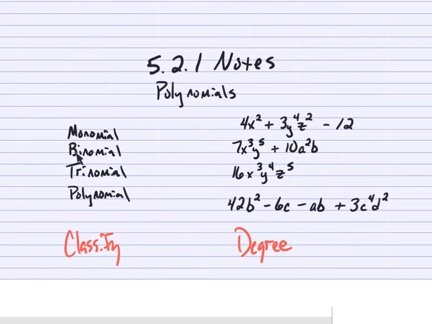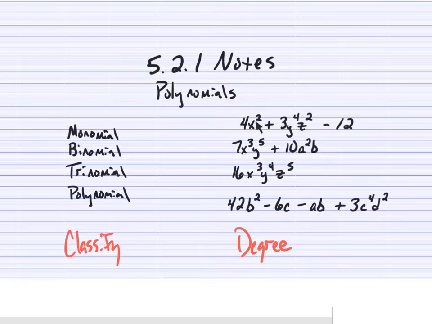Now, monomial, binomial, and trinomial are technically polynomials, but we have special names for them: one term, monomials; two terms, binomials; and three terms, trinomials. If it has four or more, we just call them polynomials, and I have some examples over here. What we're going to talk about first is, can we classify them? And classify means give them a name.